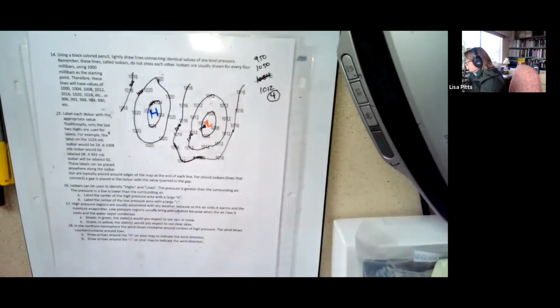Okay, cool. High pressure regions are usually associated with dry weather because as the air sinks, it warms and the moisture evaporates. Low pressure regions usually bring precipitation because when the air rises, it cools and the water vapor condenses. Shade in green the states you would expect to see rain or snow. So where are we going to see rain and snow? In the areas where there's precipitation. Where are the areas of precipitation? That would be those areas that are under a low pressure system.